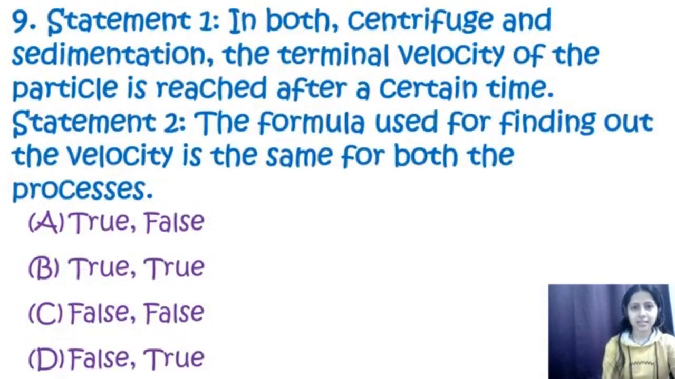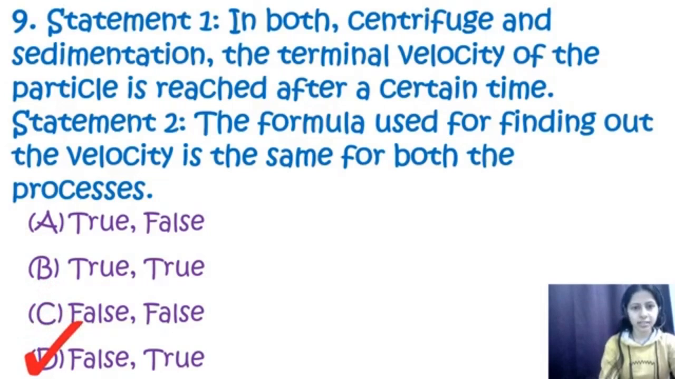Question number 9. Statement 1. In a centrifuge and sedimentation, the terminal velocity of the particle is reached after a certain time. Statement 2. The formula used for finding out the velocity is the same for both the processes. Options are A true true, A true false, B true true, C false false, and D false true. So here the correct option will be option D, that is false true.